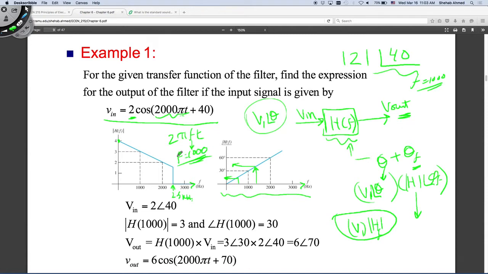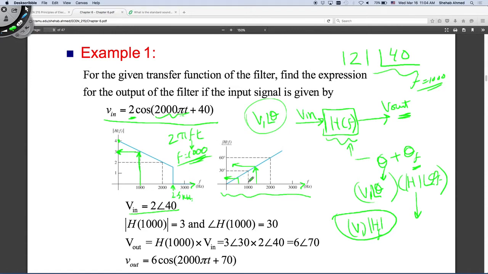This block will be multiplied by that signal. So I have 2 angle 40, and my transfer function of interest is coming from this plot at 1000 hertz, because the frequency of the signal is 1000 hertz. So I have to go and see what the magnitude response of this transfer function is at 1000 hertz. So the magnitude response is 3. What does that mean? It means that any signal coming in, its magnitude will be multiplied by 3.